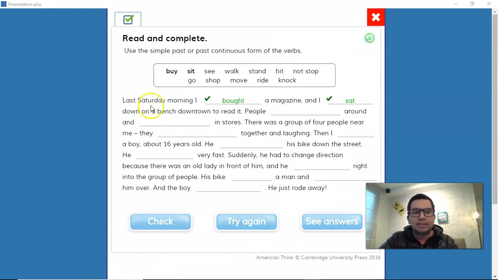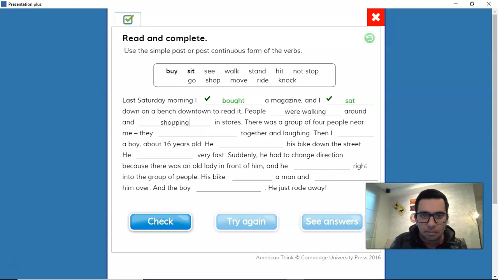All right, let's go. Last Saturday morning, I bought a magazine and I sat down on a bench downtown to read it. People blank around and blank in stores. Okay, people were, in my opinion, walking around and probably shopping in stores. There was a group of 4 people near me. They blank together and laughing. They were standing together and laughing.